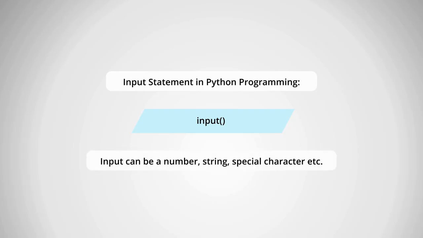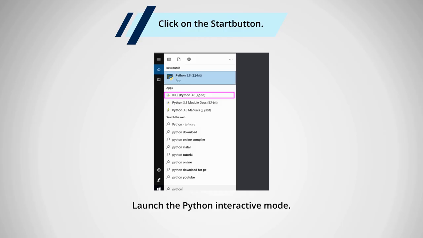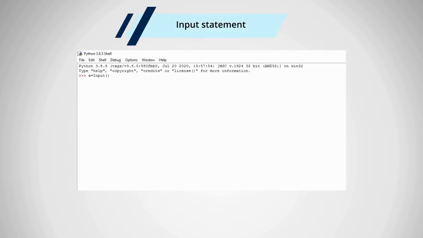User can input a number, string, special character, etc. By default, the entered data will be considered as a string. Let us learn about the input statement. Open the Python interactive mode from Quick Launch bar or Start button. In the Python interactive mode, type the input command as input. Python is a case-sensitive language, so I in the input command has to be in small caps, otherwise it will give an error. Let's see.